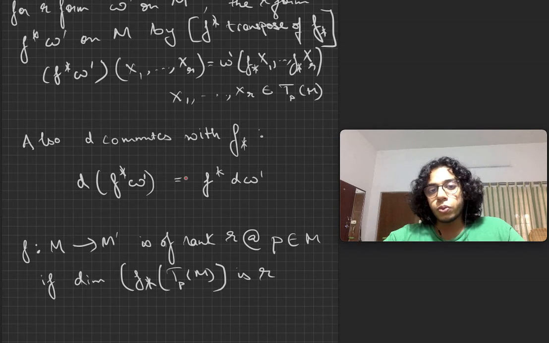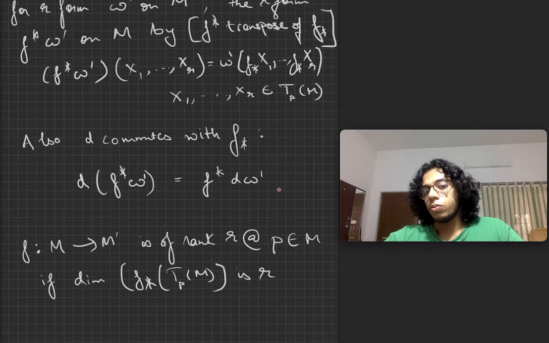Now d commutes with f star. So if you have d, the differential, of f star omega prime, it is equal to f star of d omega prime.